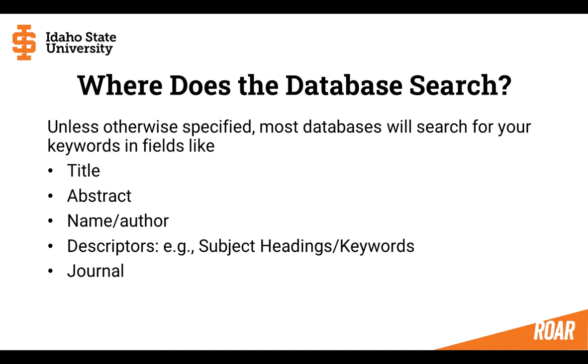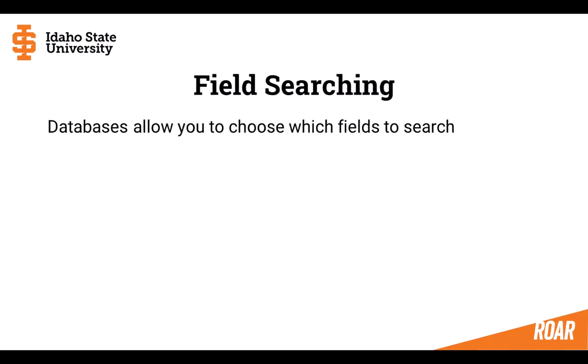Unless otherwise specified, most databases will search for your words in fields like the title, the abstract, maybe the name or the author, descriptors, which are things like subject headings and keywords that appear in the field, and also places like the publication, so possibly the journal. And what we can do then is we can be more specific if we want about where we want our words to appear or which fields we think are going to be most relevant to us.